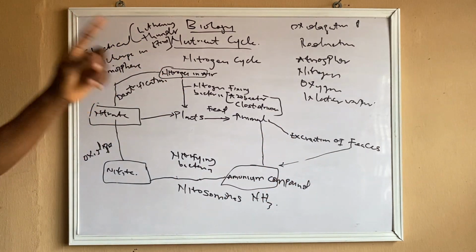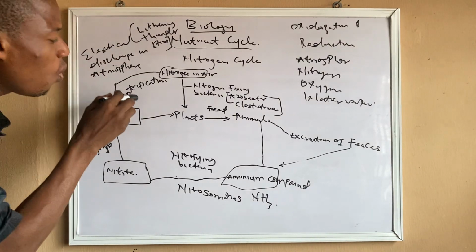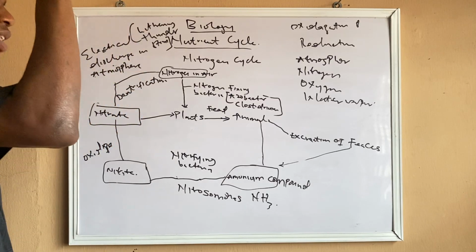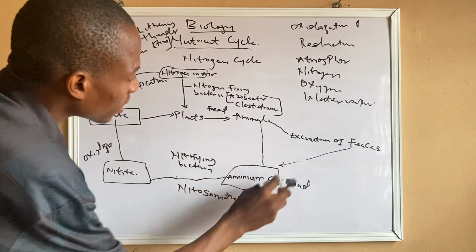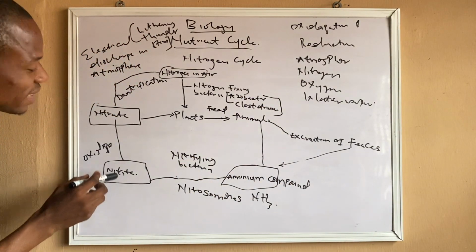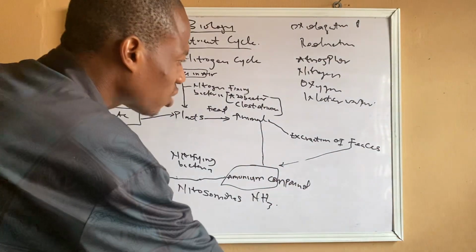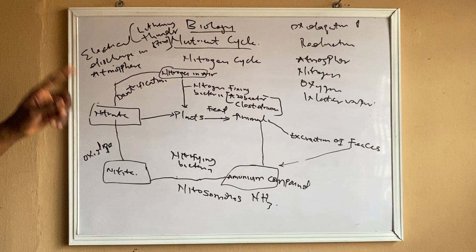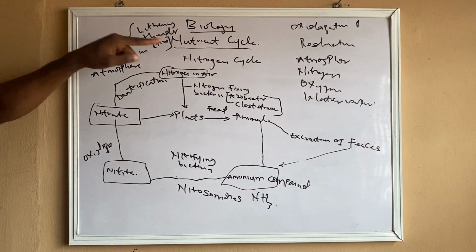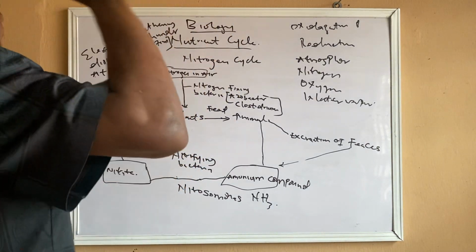Don't forget, note that only denitrification is the removal of what? Removal of nitrogen from the soil back to the atmosphere. But all other processes, nitrogen fixation, ammonification, Nitrosomonas, nitrite, and nitrate, are all giving nitrogen to the soil. But only the denitrification process, the reaction of nitrate back to nitrogen, is the only one that gives nitrogen back to the atmosphere.